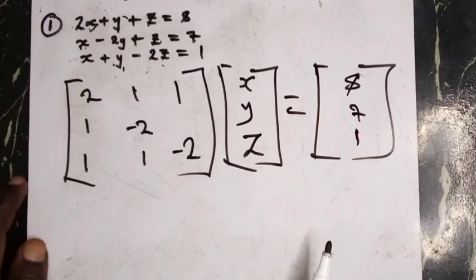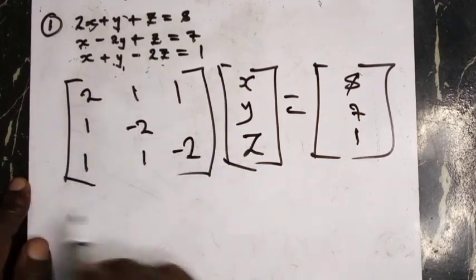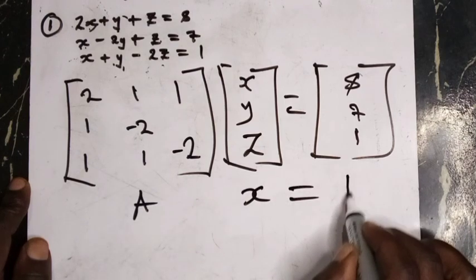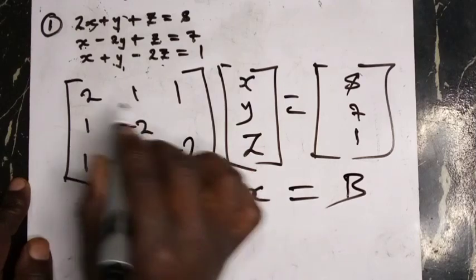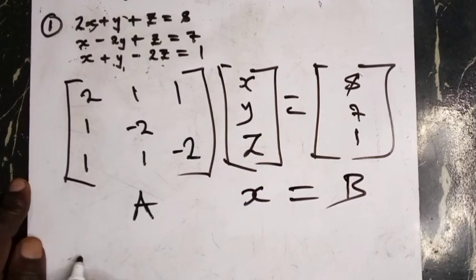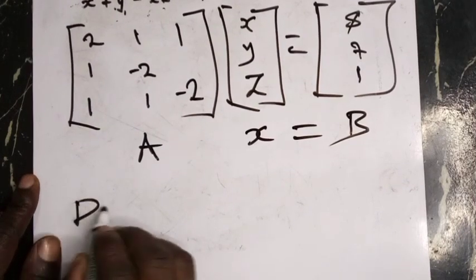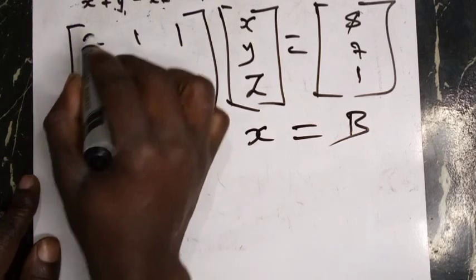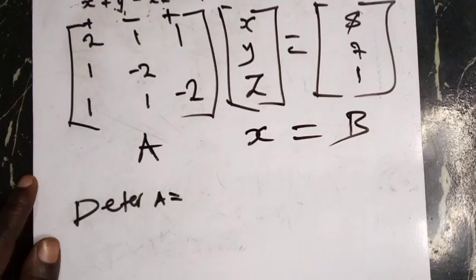So the second step for finding the inverse matrix, you have to find the determinant of A. So this is A, x, which is equal to B. So let's find the determinant of matrix A. For finding the determinant of matrix A, it will be delta A equals, and here we indicate positive, minus, positive.